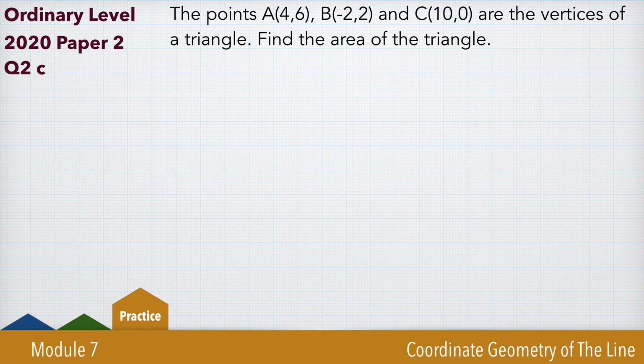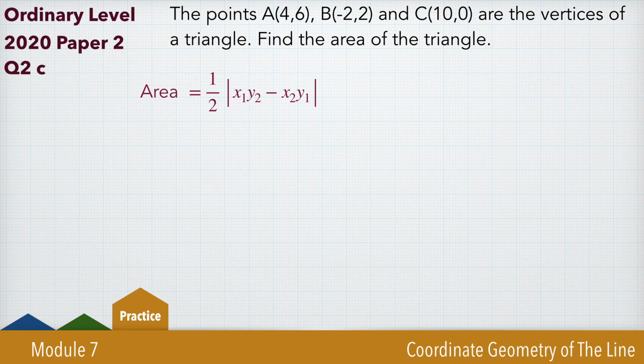In this question, we are given the coordinates of the points A, B and C, which are the vertices of a triangle. We must find the area of the triangle. To do this, we will use the area formula.